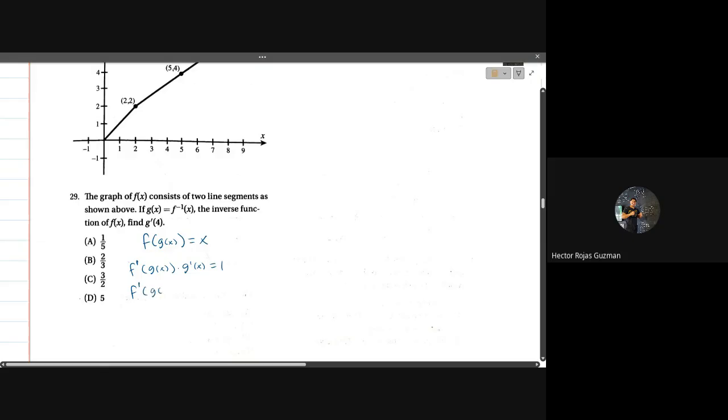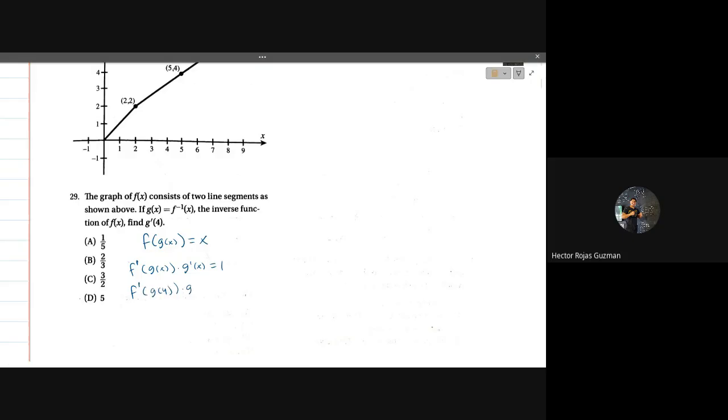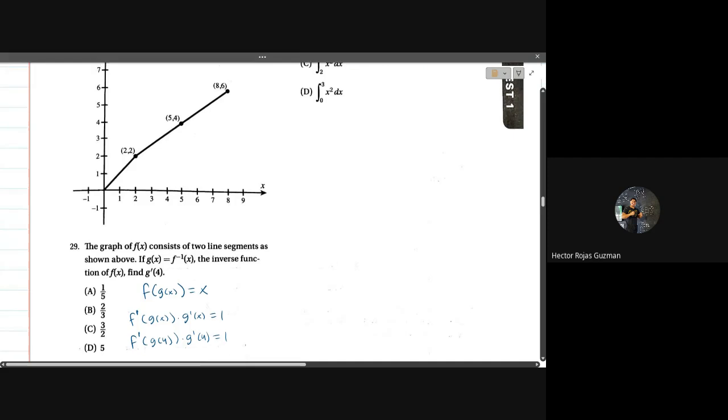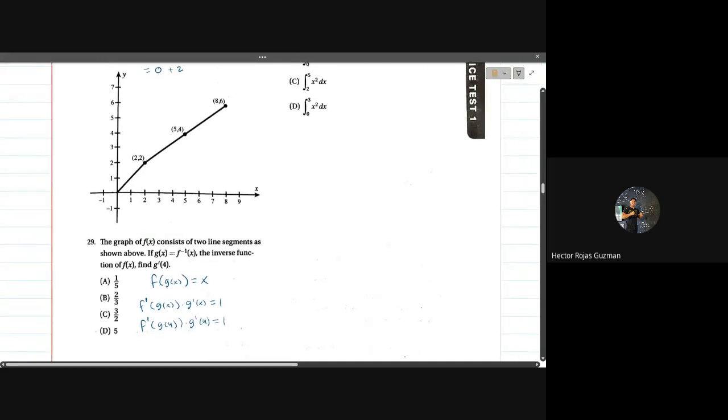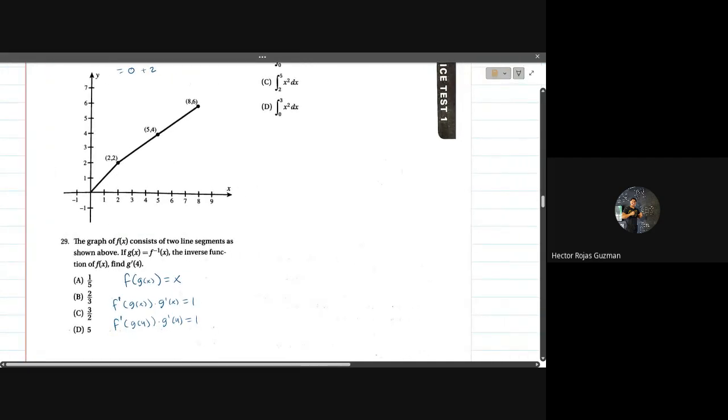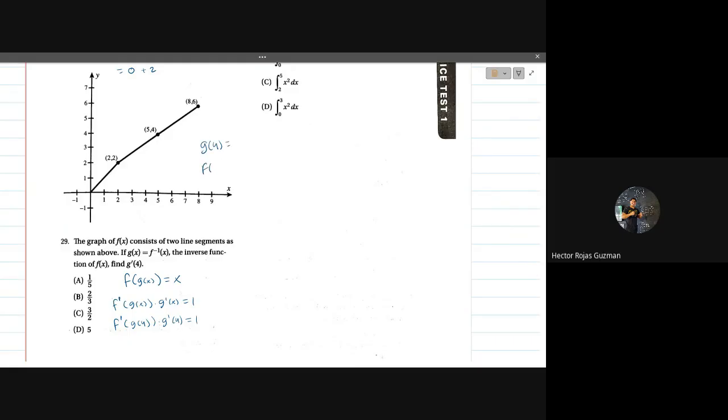Plug in the 4. Now g of 4. We already know g and f are inverses. So g of 4 is the same thing as saying f of something is equal to 4. And that would be, if you look at the graph, that would be 5.